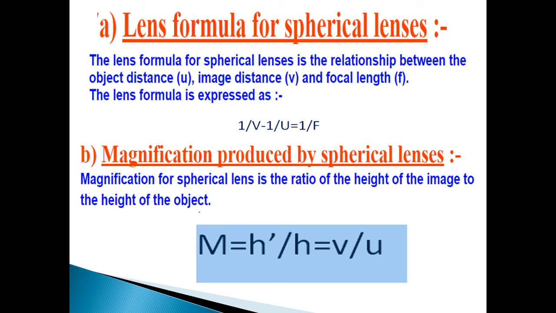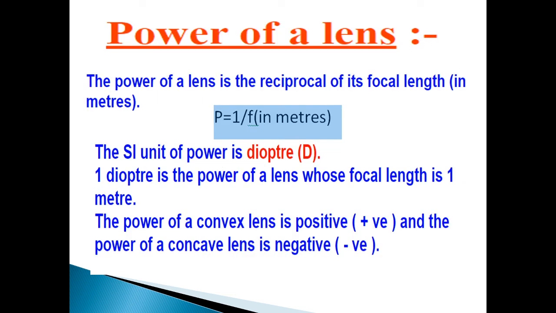Magnification of the lens will also be given by m, that is the ratio of the height of the image to the height of the object, which is given by v/u. Next comes an important topic, power of a lens. When you go to an eye spectacle shop and buy lenses, they will check your eye and give you a power. Your power is -5, -2, -3, -0.5, -0.75. So that is called the power of a lens.